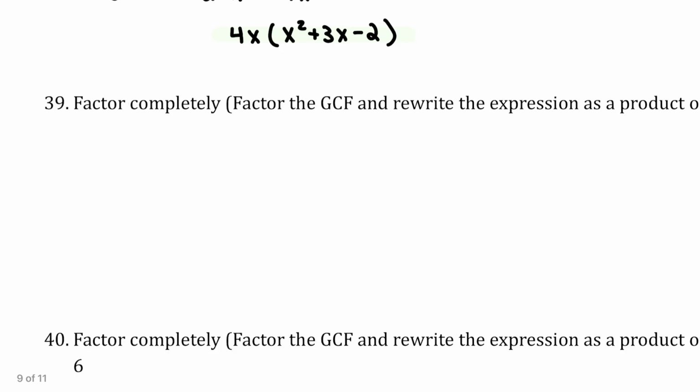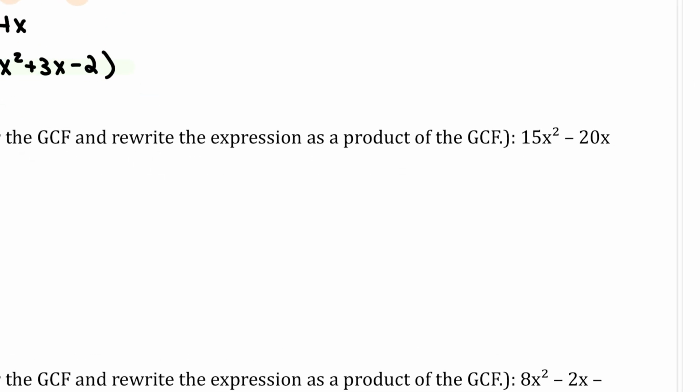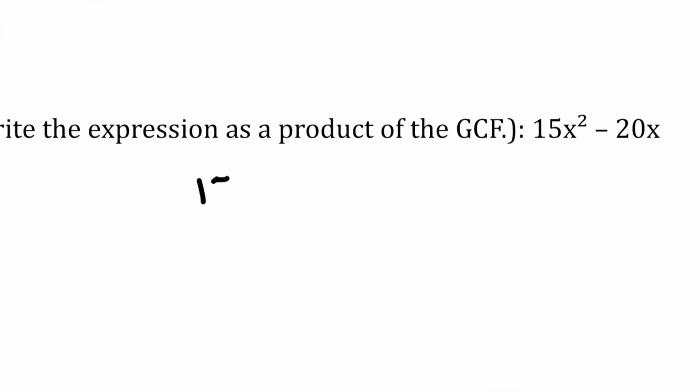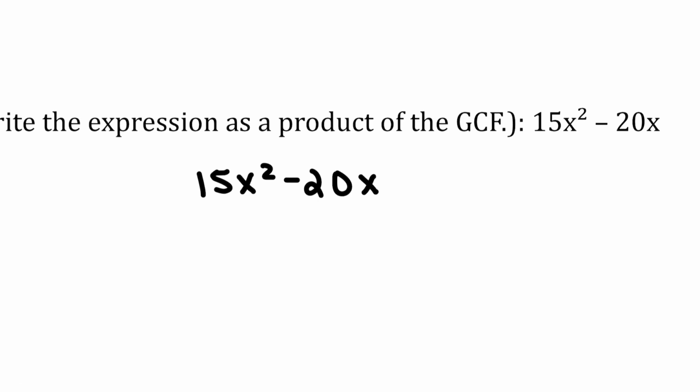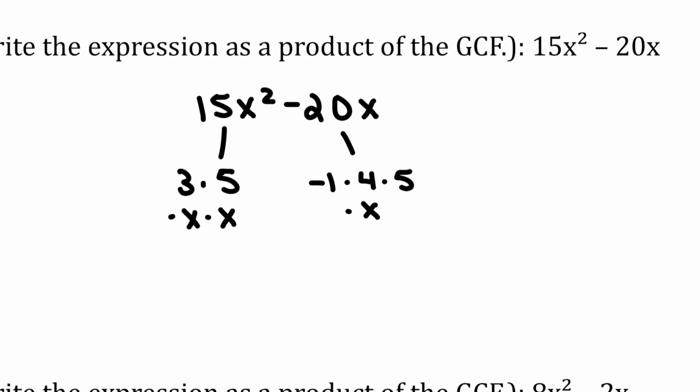All right, we have another factoring. Factor completely. We have 15x squared minus 20x. This was really similar to the first one. So similar that I almost thought we had the same problem twice. So 15x squared is made up of 3 times 5 times x times x. Negative 20, I have a negative 1 times, what's that, 4 times 5 times x.